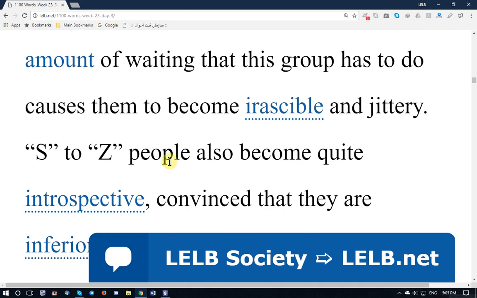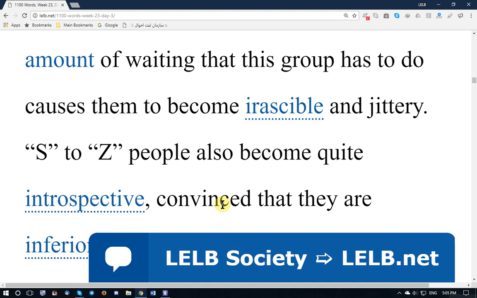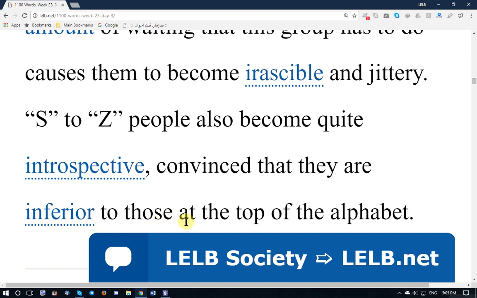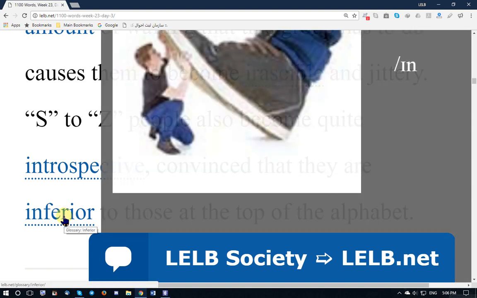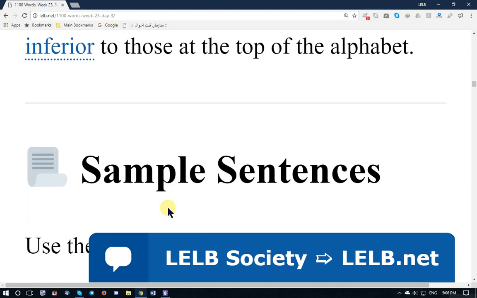S to Z people also become quite introspective. Quite means completely. Introspective means, as I said, thinking a lot. Convinced that they are inferior to those at the top of the alphabet. They are lower in position, importance, rank, and, for example, IQ perhaps. So the opposite of inferior is superior. So they suffer from a kind of inferiority complex.